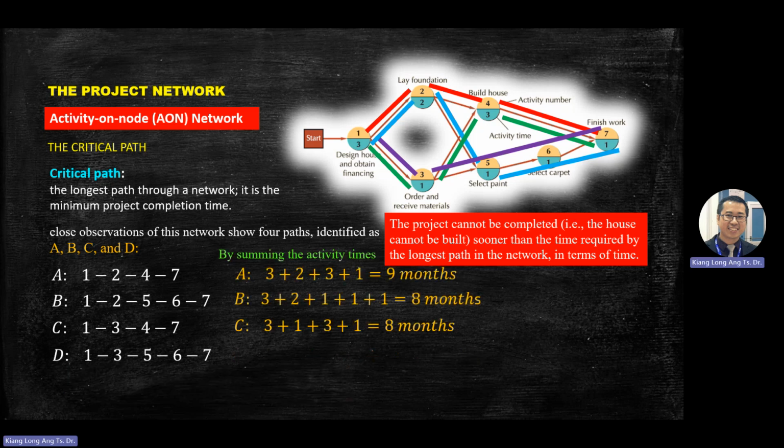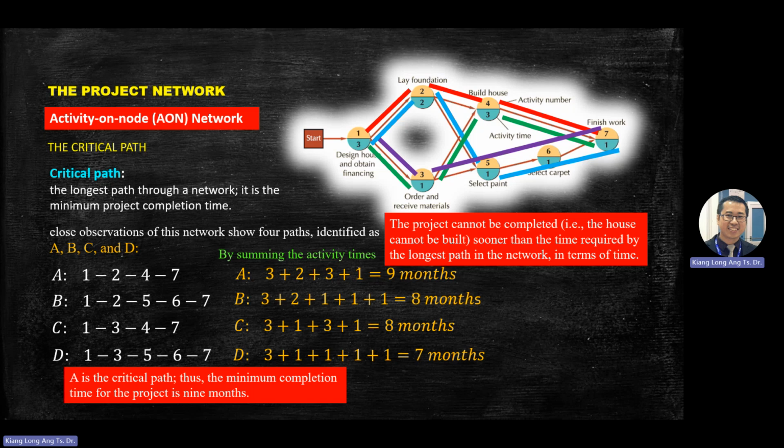So if you calculate, you'll find that path B will use 8 months, path C will use 8 months, path D will use 7 months. So maximum is 9 months. Okay. So from this calculation, path A is the critical path.